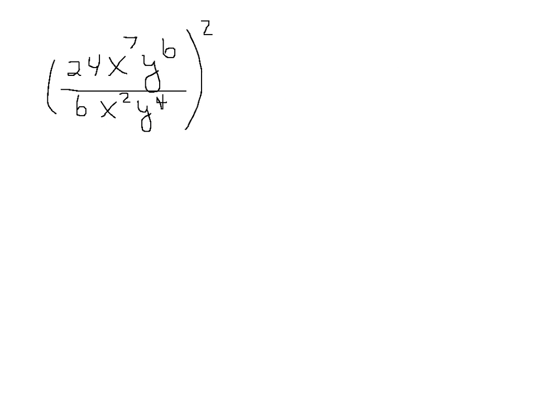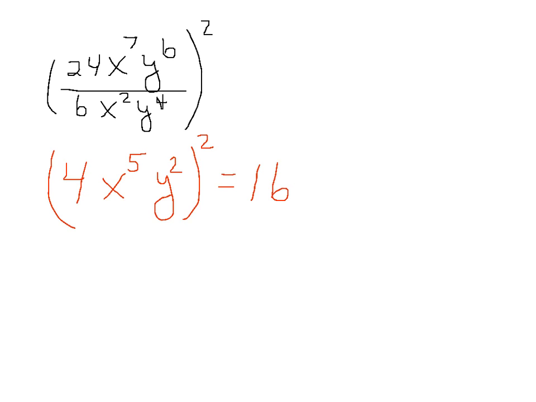So let's take a look at this example, which looks pretty bad to begin with, and this will be the last one we'll look at. So we begin by simply working within the parentheses, and we know that 6 goes into 24 4 times. We have x to the 7th over x squared, so we subtract there, and we get x to the 5th. We do the same thing with the y's, and we get y squared, and all of this result is being squared, and so 4 squared is 16. X to the 5th squared, we multiply the exponents, and do the same thing here.